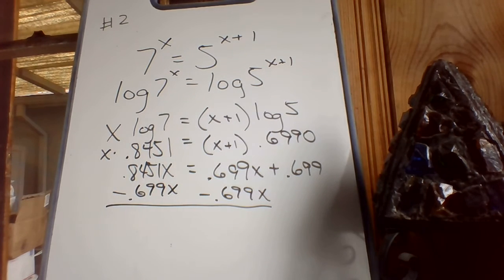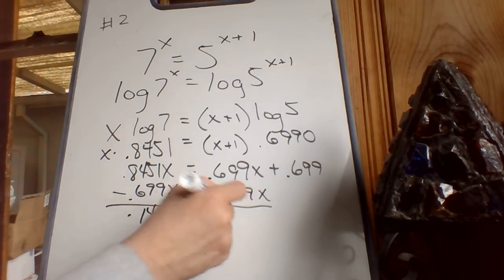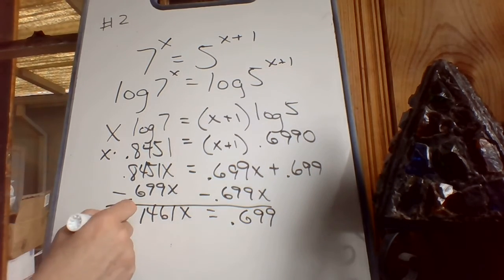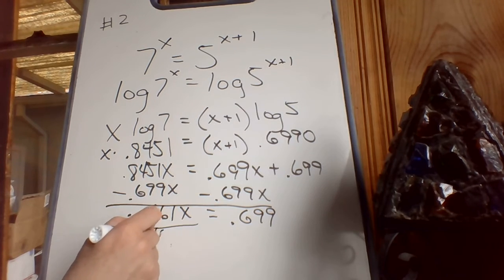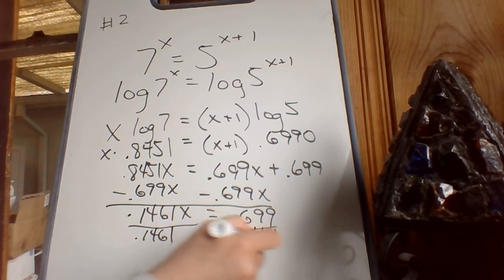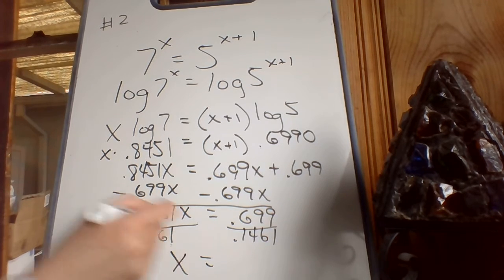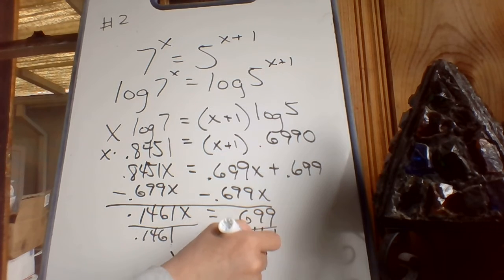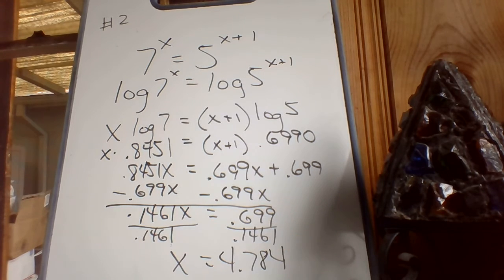Okay, 0.8451 minus 0.699, 0.1461. All right, divide both sides by 0.1461. And I get that x is equal to 4.784.